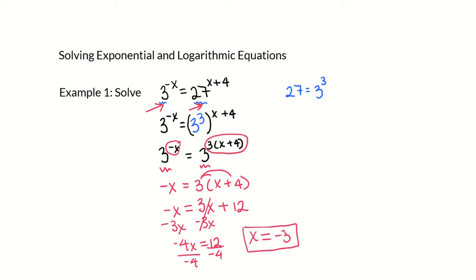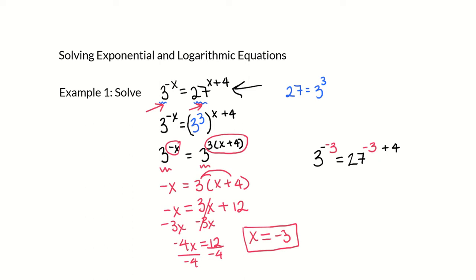Let's just check that answer by plugging it back into the original for x. So plugging it in here, that would be 3 to the negative 3 equals 27 to the negative 3 plus 4. We're just doing this to check that this answer works.